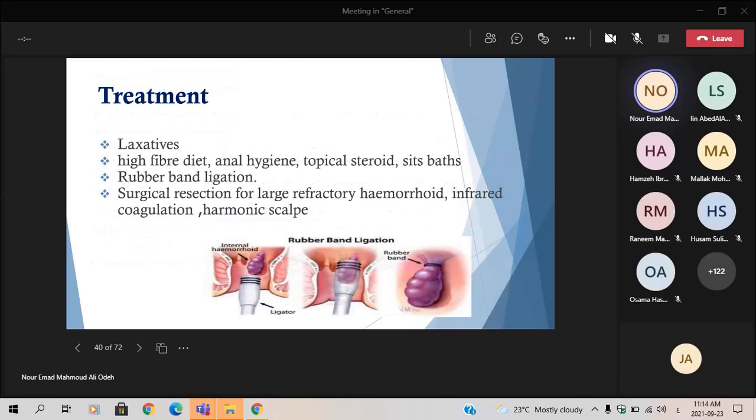hemorrhoid. What is the treatment? We can give laxatives, high fiber diet, hygiene, topical steroid, and sitz baths. These we use for external hemorrhoid and stage 1 and stage 2 internal hemorrhoid. Stage 3 needs rubber band ligation, and stage 4 internal hemorrhoid needs surgical resection.